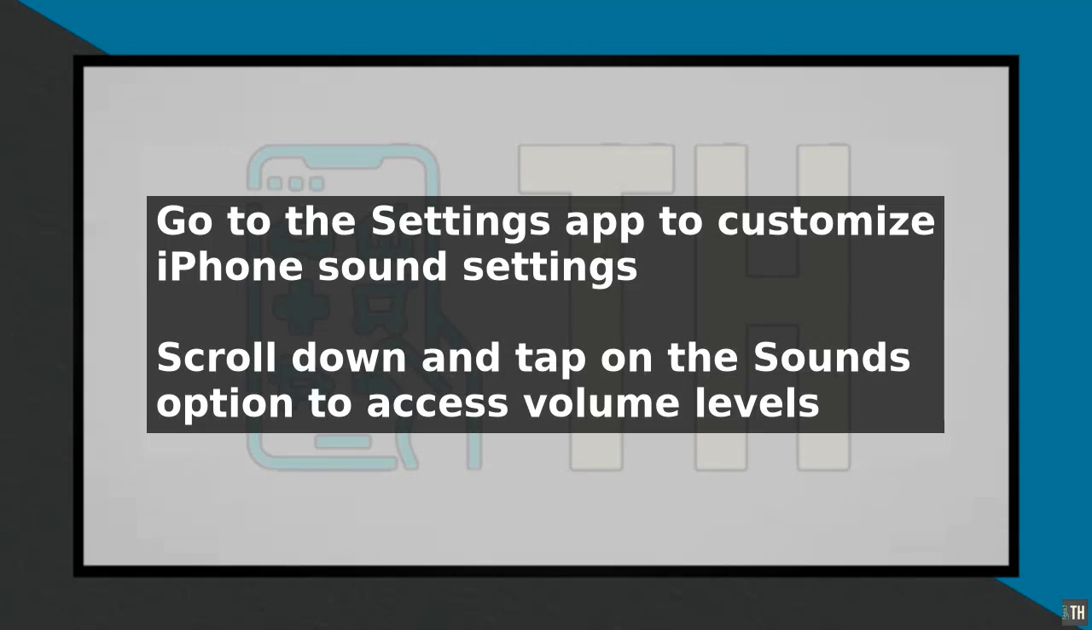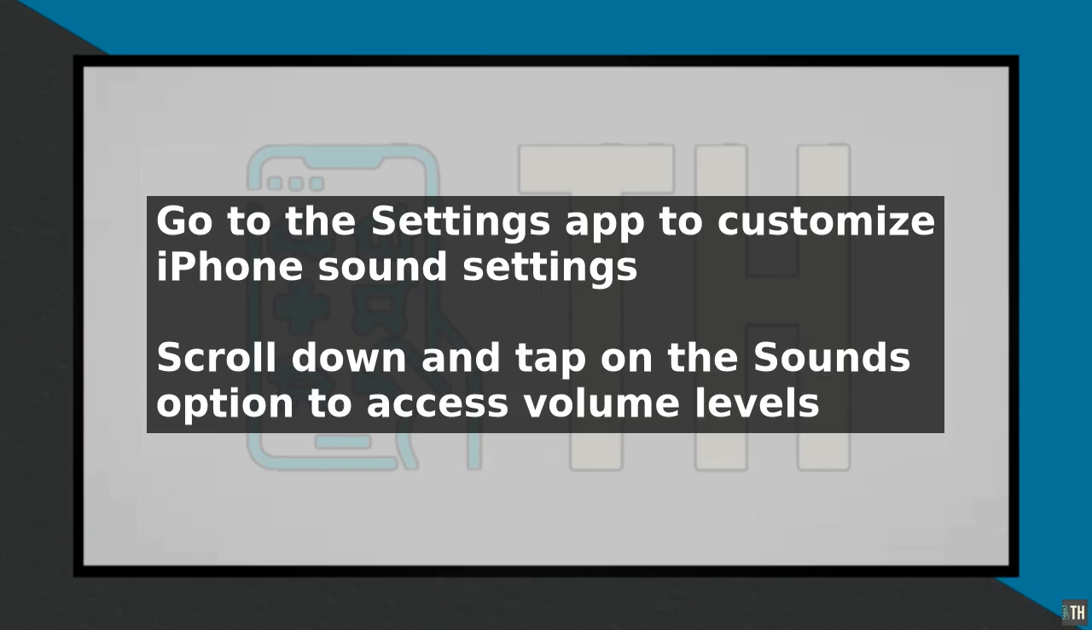To increase the max volume on your iPhone, start by going to the Settings app. This is where you will find all the options to customize your iPhone's sound settings. Once you are in the Settings app, scroll down and tap on the Sounds option.